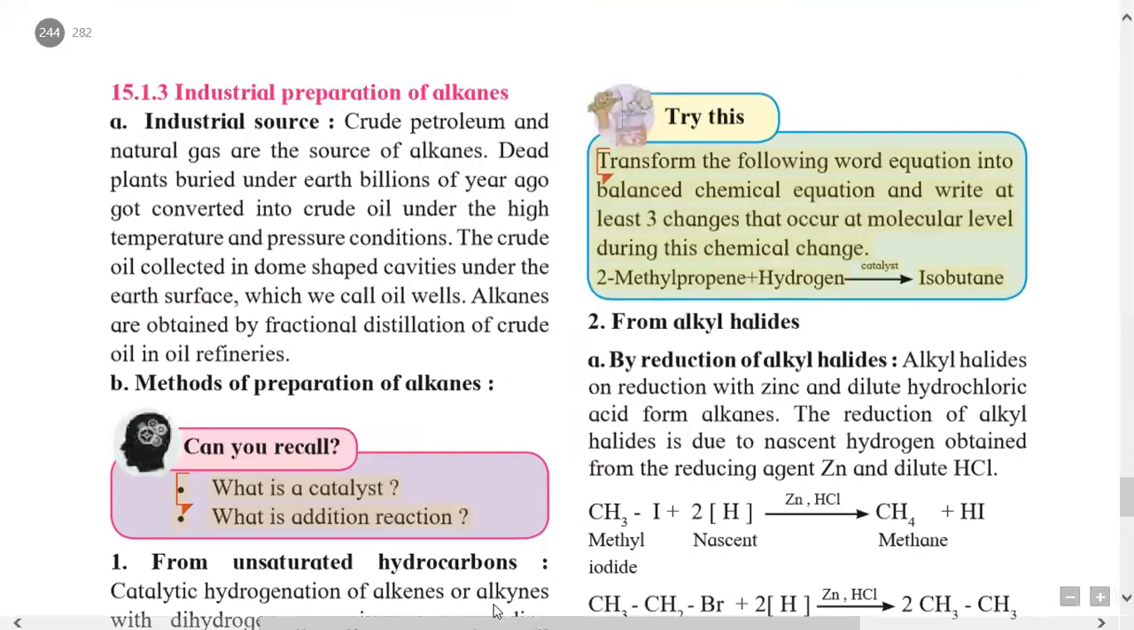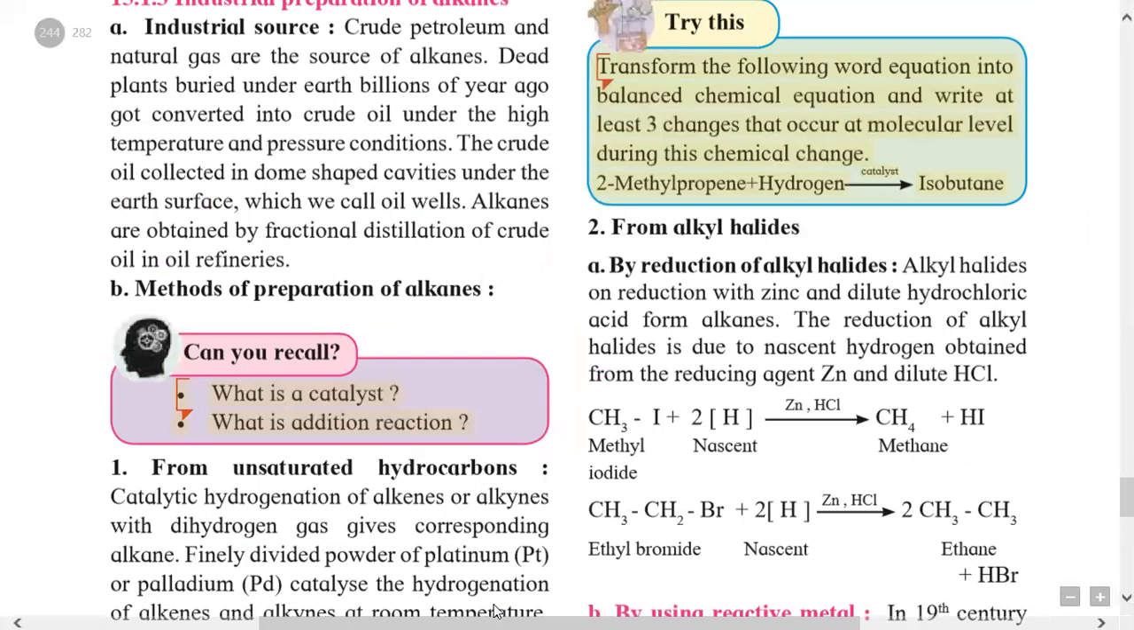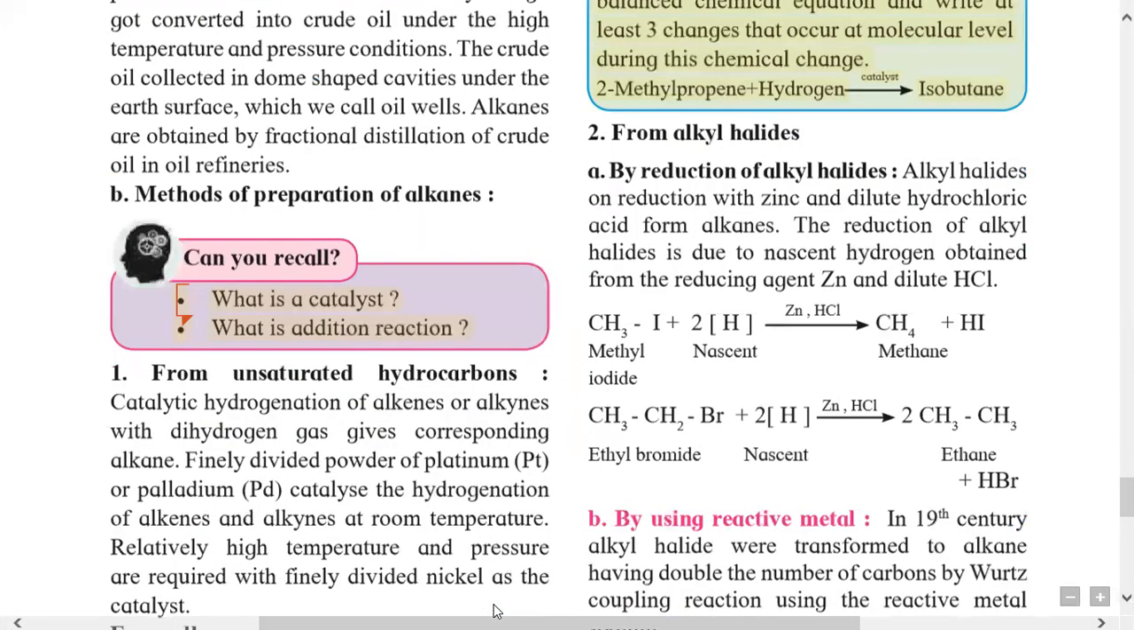So this is method number 1 for the preparation of alkane from unsaturated hydrocarbons, that is alkene and alkyne. Second method for the preparation of alkane is from alkyl halide.